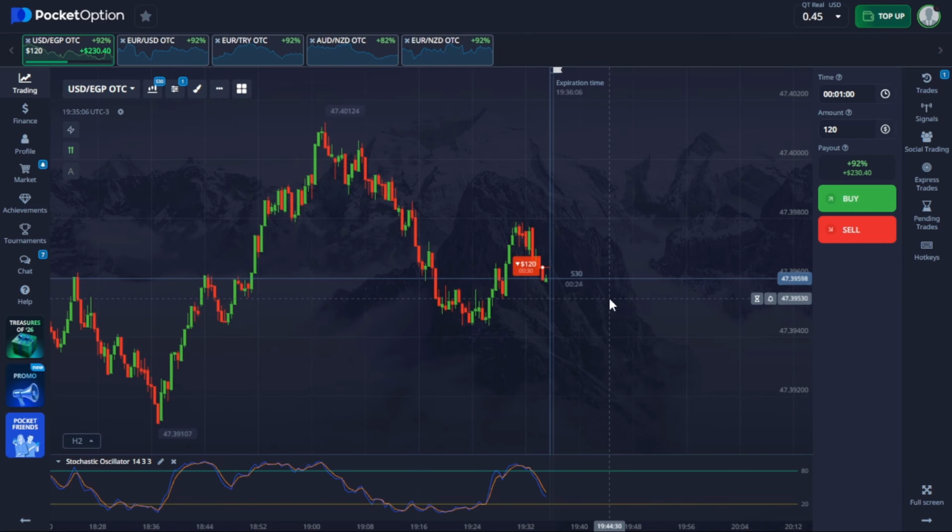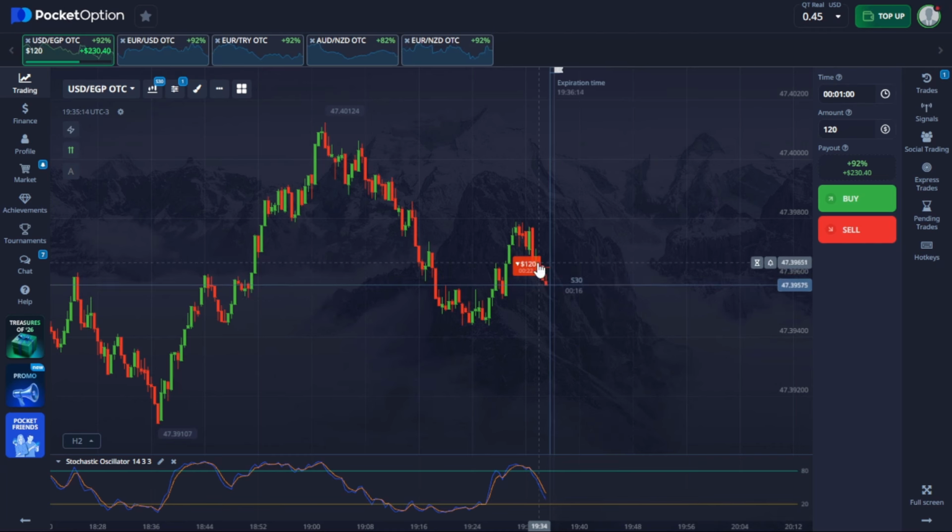So I would have entered down if I had one, but sometimes in OTC I see the price move very low, and then in the next candle it rises strongly. This market is very volatile, so this is the reason that you just need to be careful. Okay.